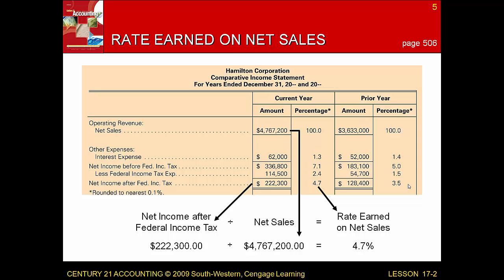We always go through and determine what an acceptable rate is based on net sales. Hamilton considers what is normal for similar businesses and the company's own past expenses. So the businesses similar to Hamilton's have been earning 4%. That's why I said that last year, the prior year, 3.5 was unacceptable, but this year 4.7 is acceptable.